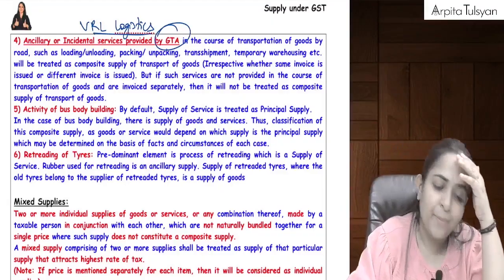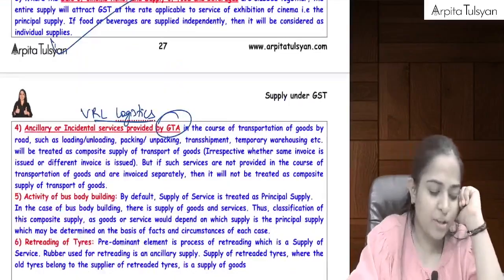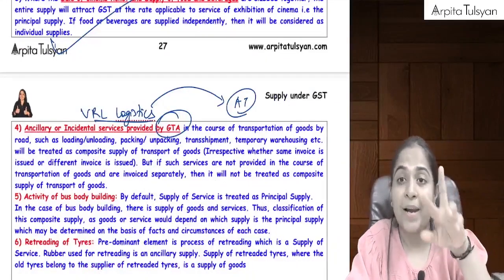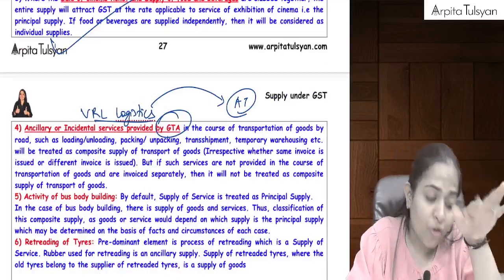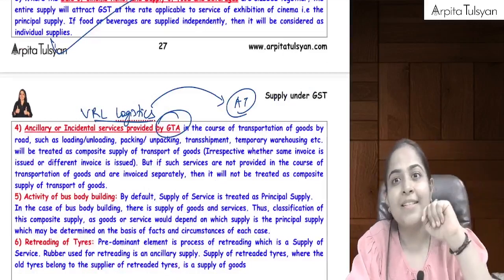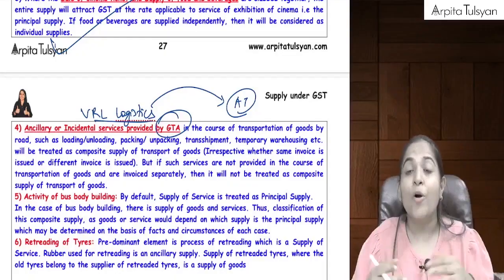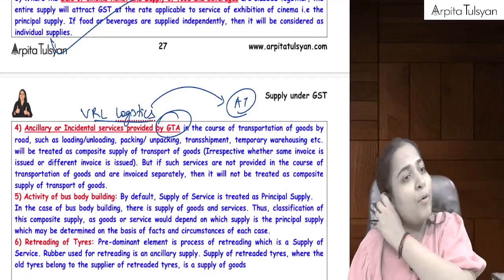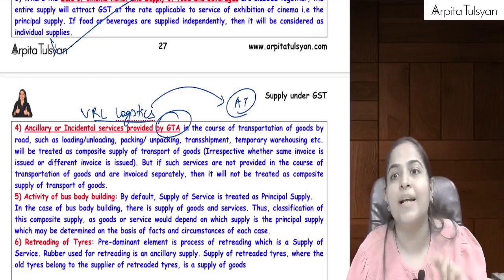Now they are providing me transportation services. Okay, VRL Logistics is providing me transportation services. So they are providing me supply of services. Now along with that, they also provide me extra services like packing, loading of goods, unloading of goods, etc. They provide some other services also along with transportation.